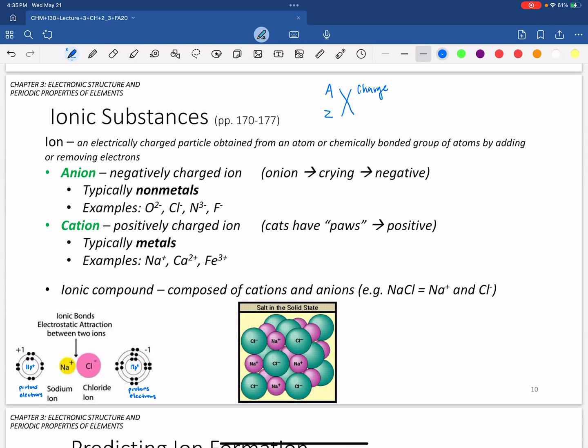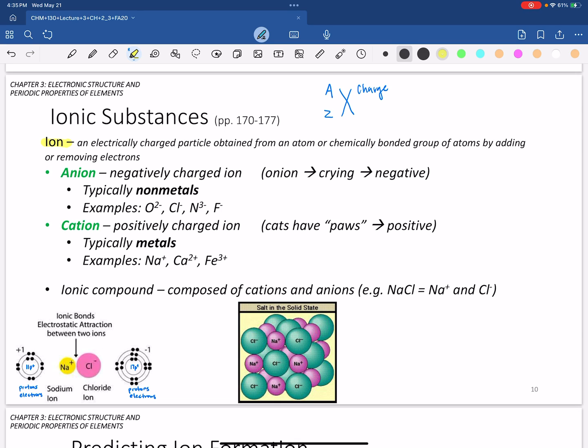All right, this next video is going to focus on ionic substances. We haven't talked about what is an ion yet, so let's go ahead and do that first. An ion, this term ion, refers to an electrically charged particle obtained from an atom or chemically bonded group of atoms as a result of adding or removing electrons.